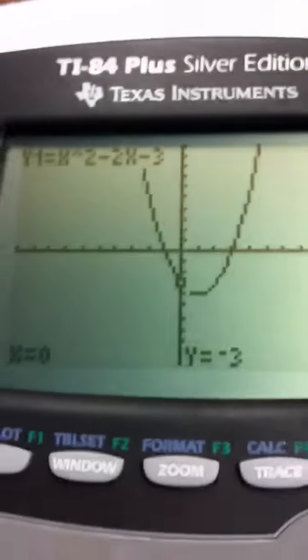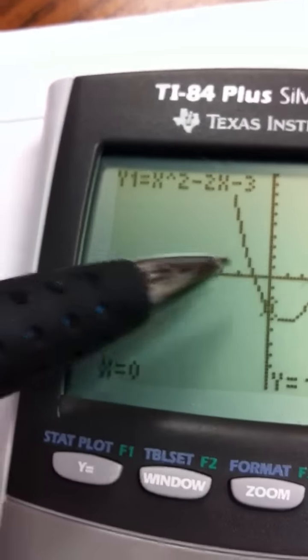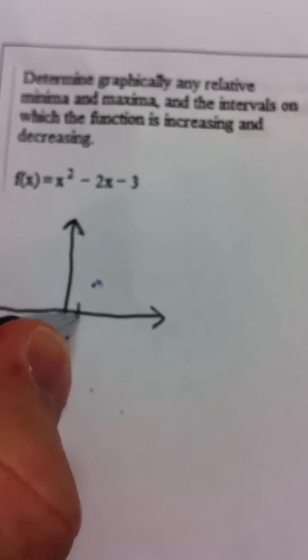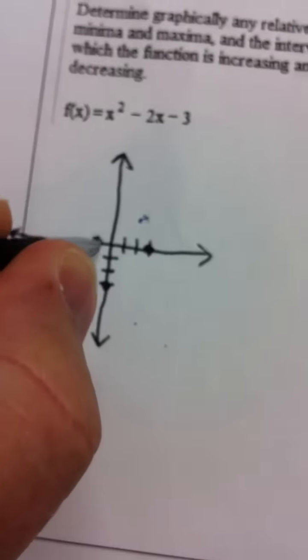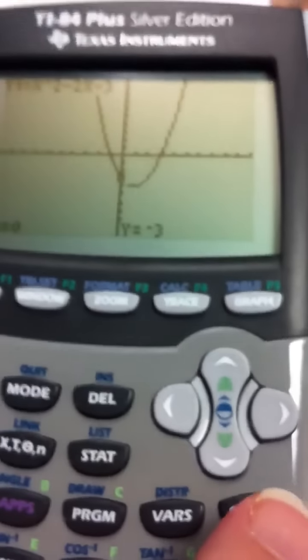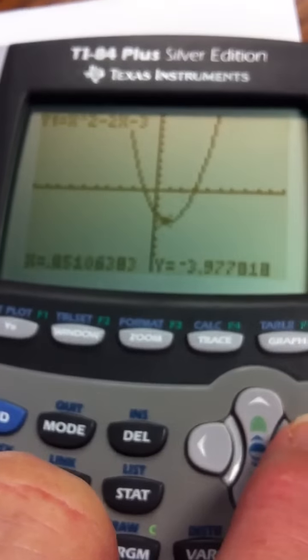So I'm going to put that on my graph paper. Okay. I can also see that the x-intercepts are negative 1 and positive 3. So positive 3, negative 1.